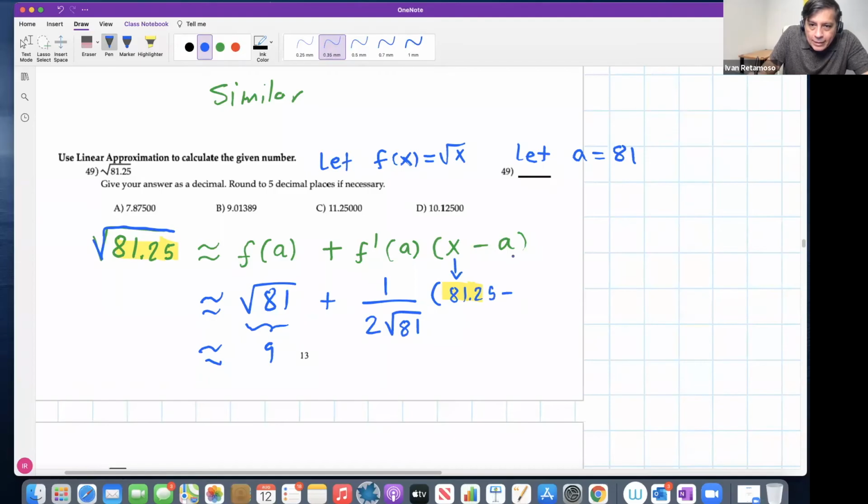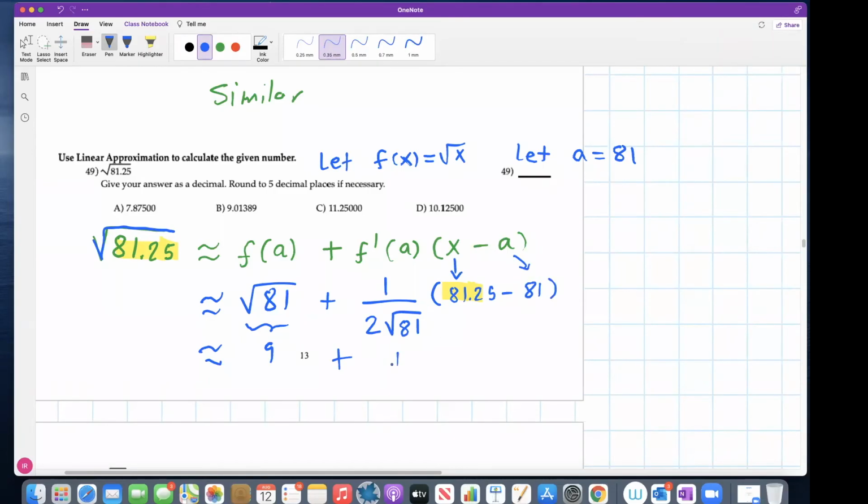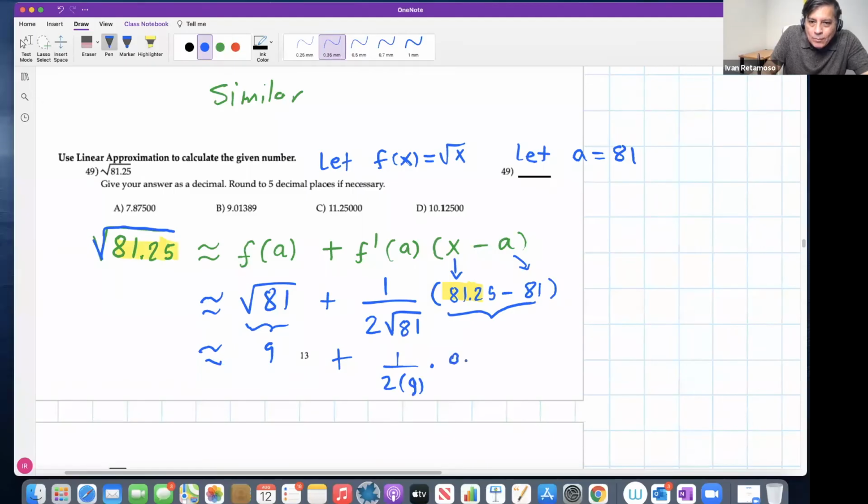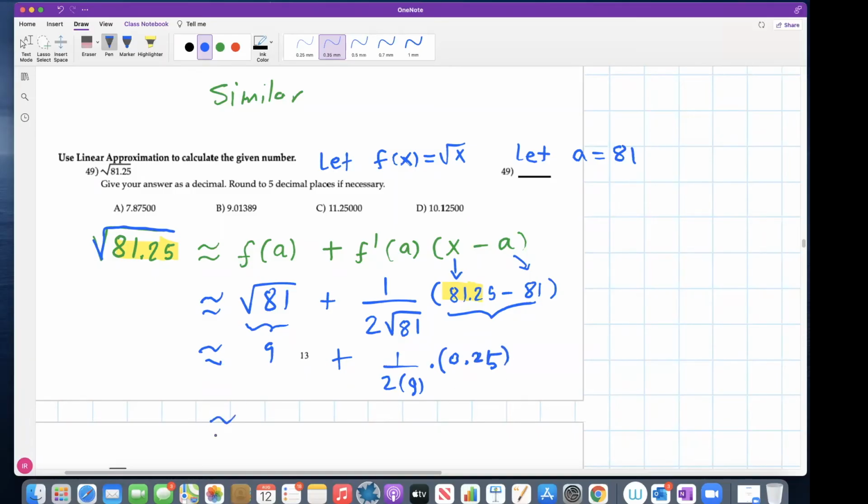Minus the base point again, 81. There you go. Very good. 1/2 square root of 81 is 9, and this difference is just 0.25. There you go, that's it. Very good. And then just put this in the calculator, guys, and that's it.